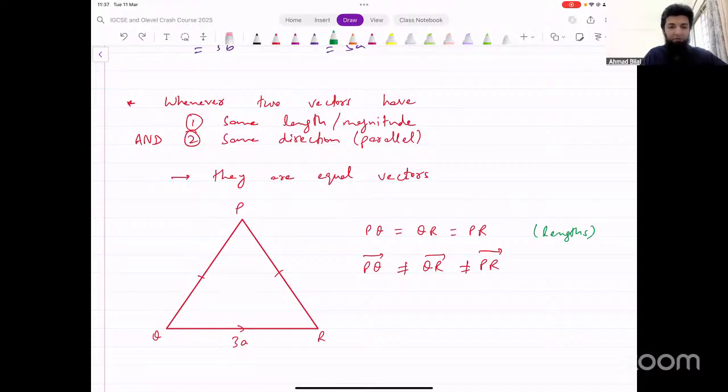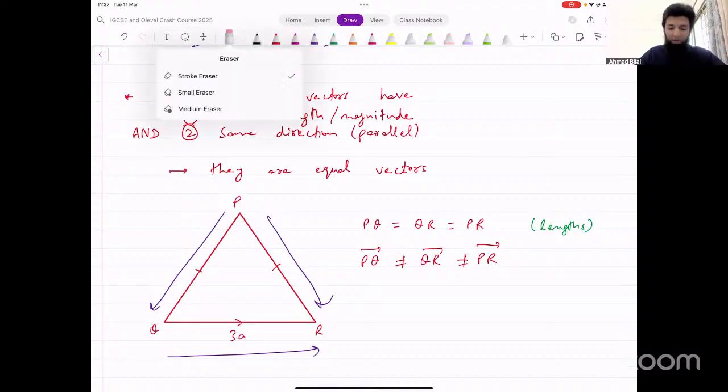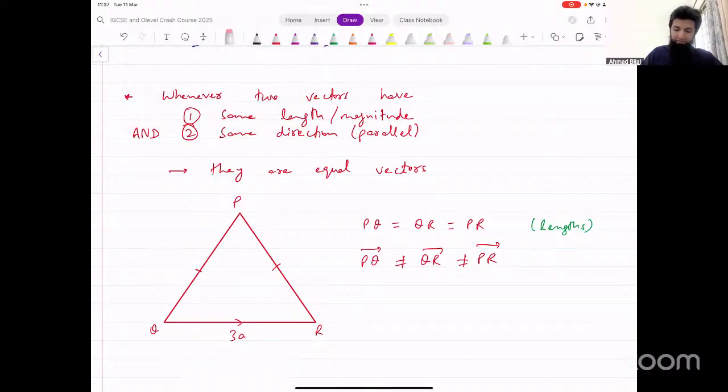However, when we talk about vectors, PQ vector, QR vector, PR vector, these vectors all have different directions. Even though their magnitudes are going to be the same, since they have different directions, they are not going to be equal. So we cannot say that PQ or QR or PR, they're equal to each other. None of them is equal to each other. So these vectors are going to be different. Their magnitudes will be the same, but the vectors will be different because the directions are different.